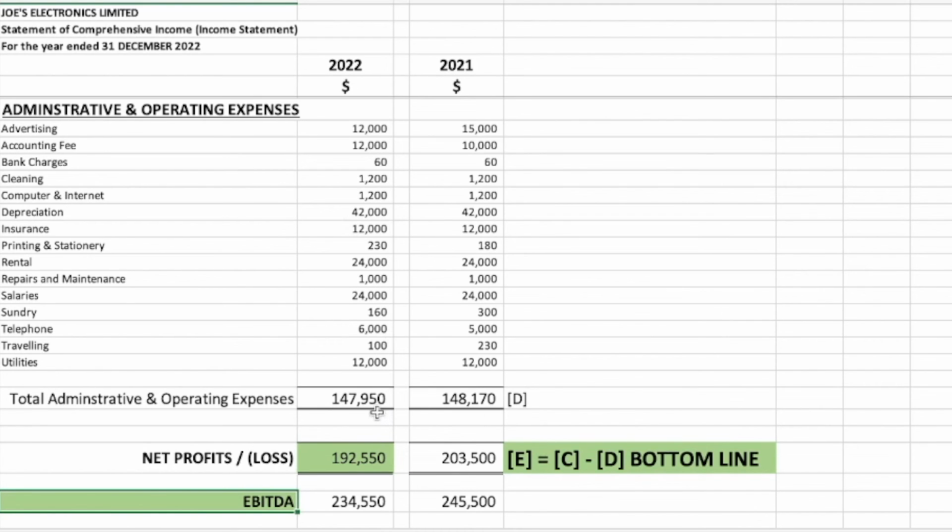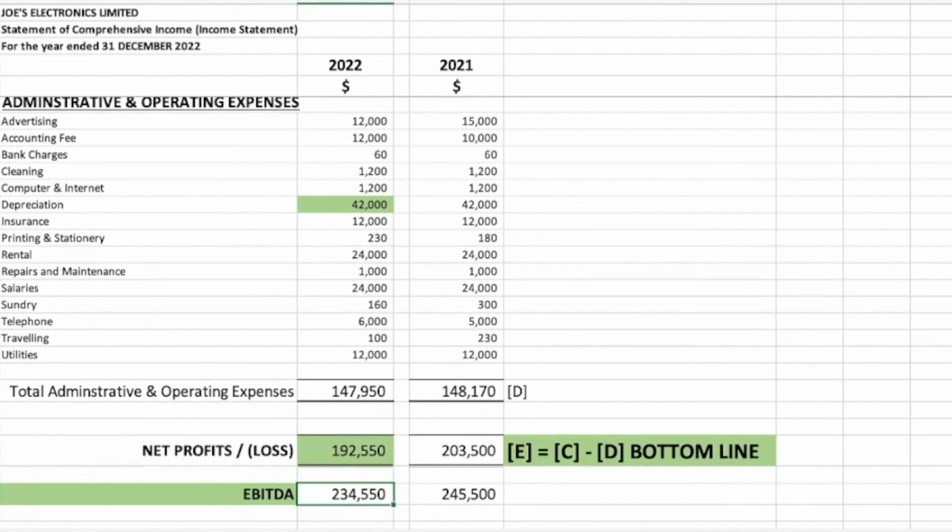So in this case, Joe's Electronics Limited, how do we calculate the EBITDA? We look at the operating expenses here, and we see that only depreciation applies. We do not include depreciation in the EBITDA. So what we have to do is take the net profit of $192,550 and add back the depreciation of $42,000, and the EBITDA will be $234,550. And that's the income statement.